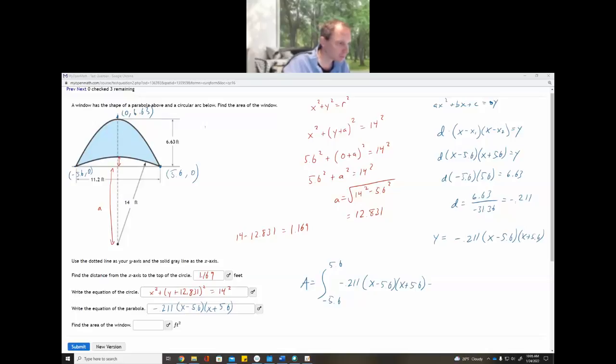So looking at the circle, if I start with x squared plus y plus 12.831 squared equals 14 squared, I want to get y by itself, so I start by subtracting. And, well, I'm going to do two steps here. I'll subtract and then square root. Okay, and then I subtract again. Okay, so there's my y equals.